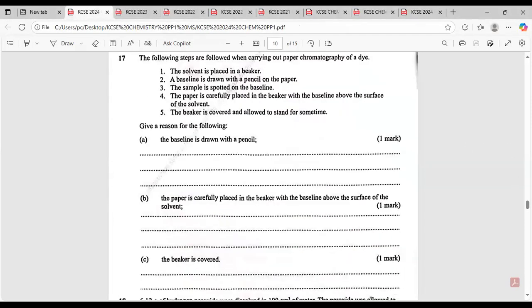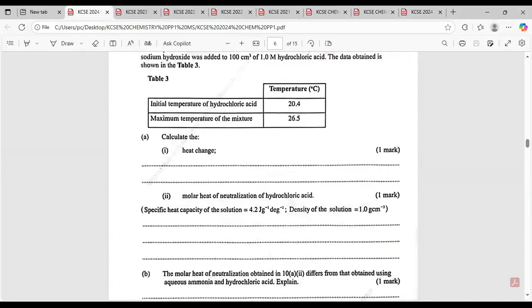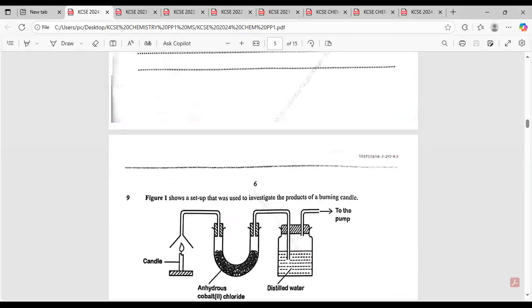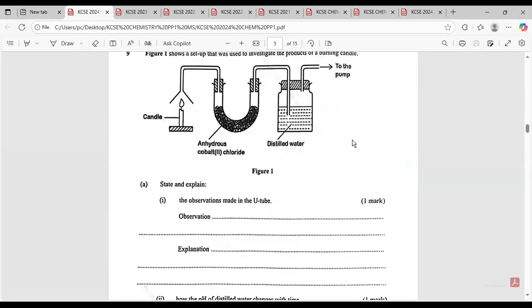The question for 2024. I think they have picked the setup we are used to. Good. This is how it was tested in the year 2024. They brought the setup. You are told the setup was used to investigate the properties of a burning candle. So once we are burning a candle in air, we need to understand one thing. It produces water and carbon dioxide.